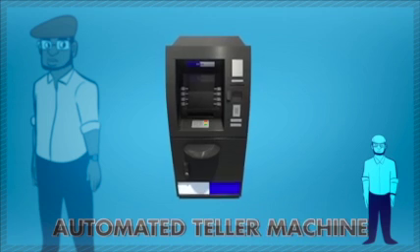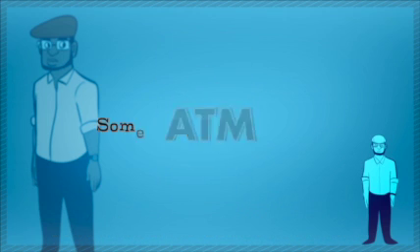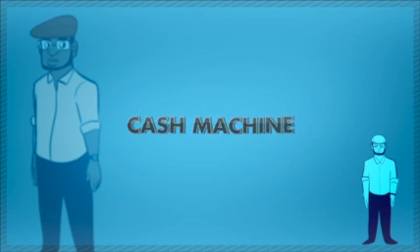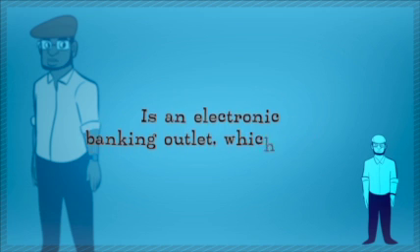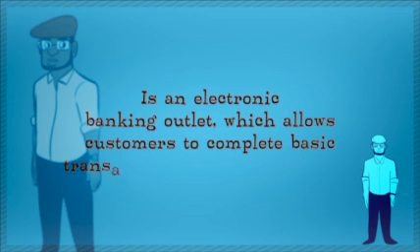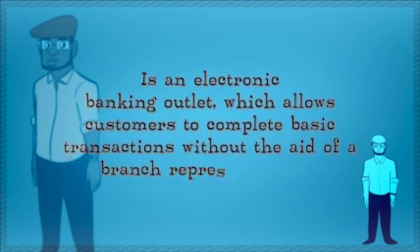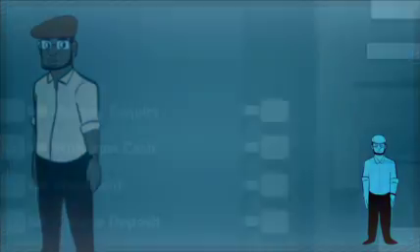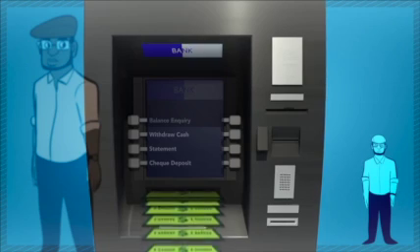Automated teller machine, ATM for short, or sometimes referred to as a cash machine, is an electronic banking outlet which allows customers to complete basic transactions without the aid of a branch representative or teller. You can use an ATM to withdraw money from your account at any time.